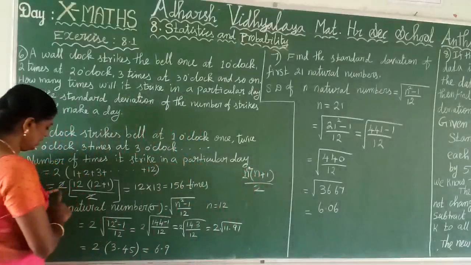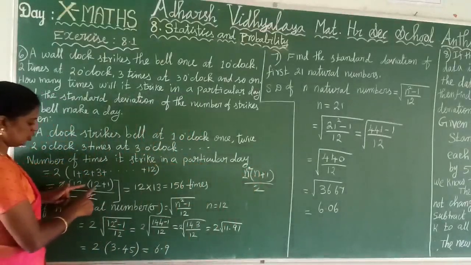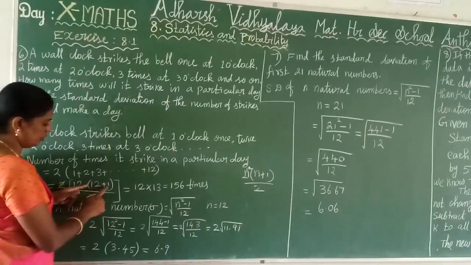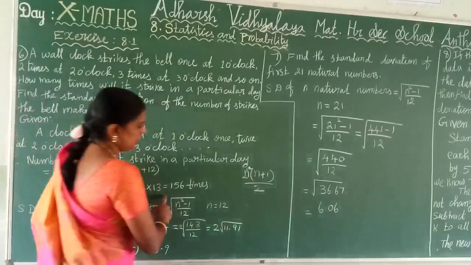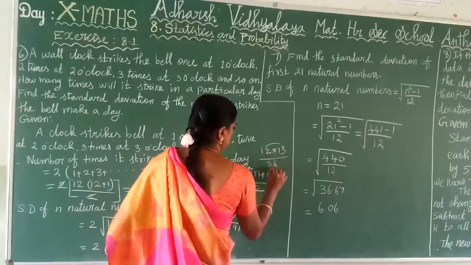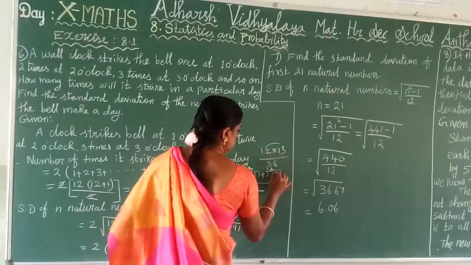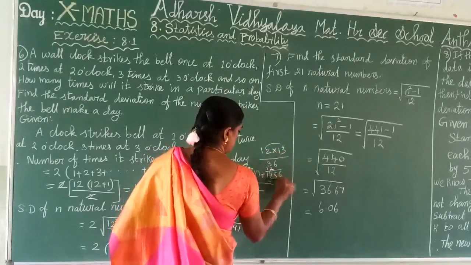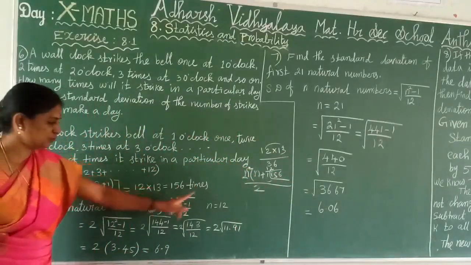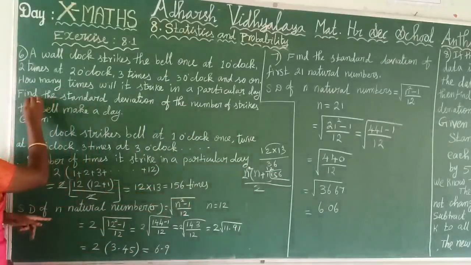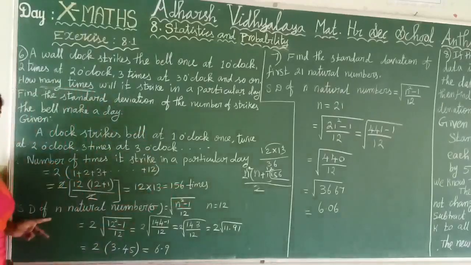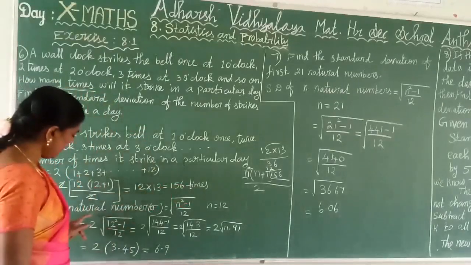So apply it: 2 into 12 into (12 plus 1) by 2. The 2s cancel, and 12 plus 1 is 13. Multiply 12 into 13, ordinary multiplication: 3 twos are 6, 3 ones are 3, 1 two is 2, 1 one is 1. So 156. Clear? So totally 156 times. Yes or no? So the first one is completed, finding how many times it strikes: 156 times.